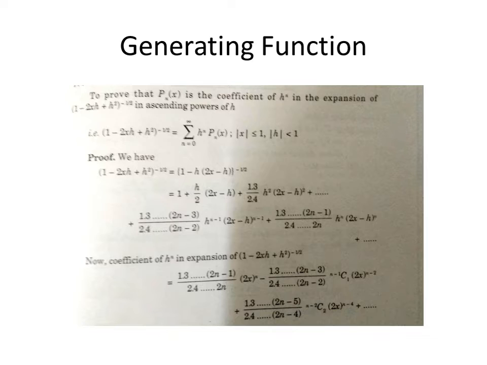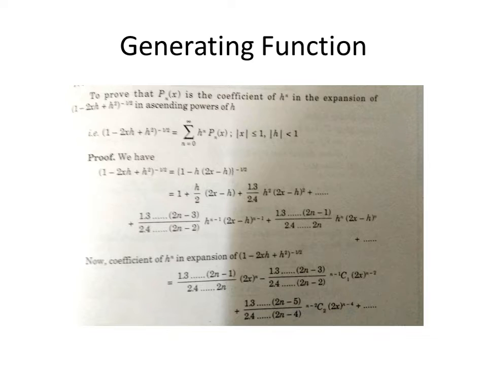minus h) plus 1 into 3 upon 2 into 4 whole multiplied by h square into (2x minus h) whole square plus up to infinity, and in between we have several more terms which will be useful for further proceedings, like plus 1 into 3 into up to 2n minus 3 upon 2 into 4 into up to 2n minus 2 into h power n minus 1 into (2x minus h) whole power n minus 1 plus 1 into 3 into up to 2n minus 1 upon 2 into 4 into up to 2n, etc., and up to infinity obviously.